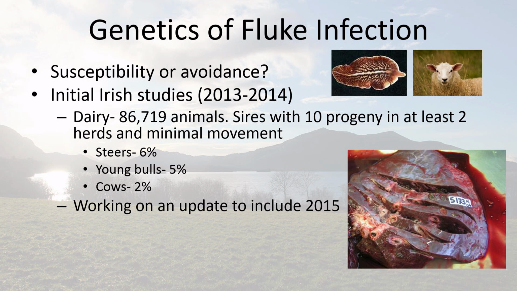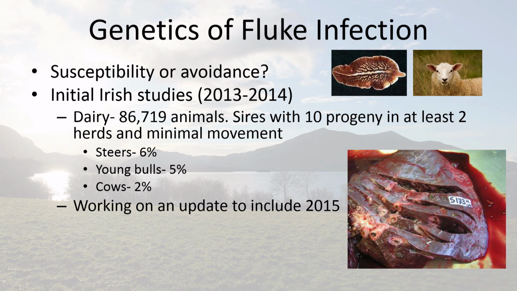Young bulls were at 5%, and cows were at 2%. Heifers, we didn't really see very much of a heritability thing. And we're trying to tease out now why we're seeing these differences. One reason is, of course, age and more exposure. These cows have more of a chance to see more things, which may be why it's lower.